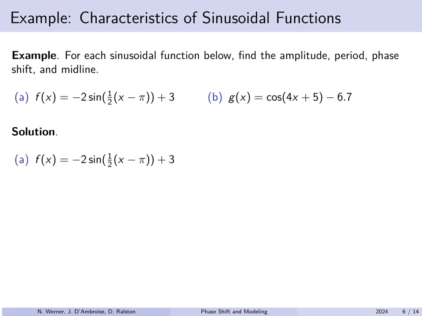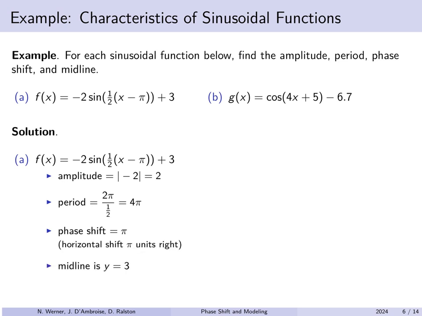So for part a, we can find the amplitude the same way we always have. It's the absolute value of negative 2, which is 2. The period will be 2 pi divided by that scalar factor k. This produces a period of 4 pi. The phase shift here is clearly marked as just being pi, x minus pi in parentheses inside the sine function, so we are shifting pi units to the right. And the midline is clearly there as y equals 3.